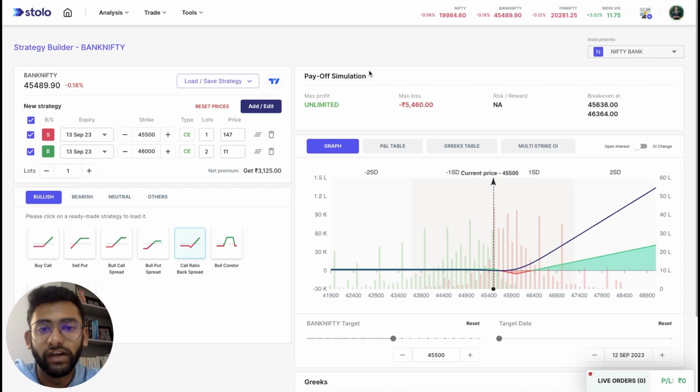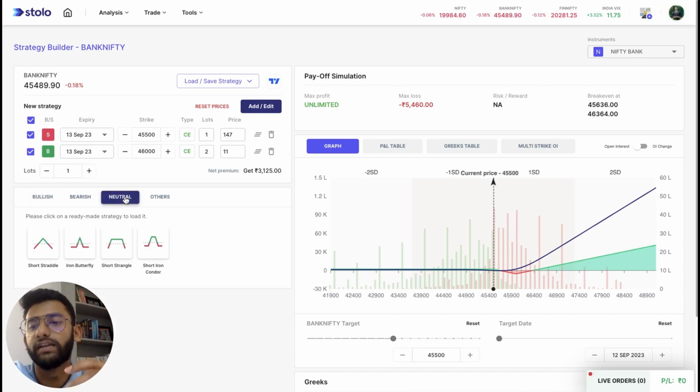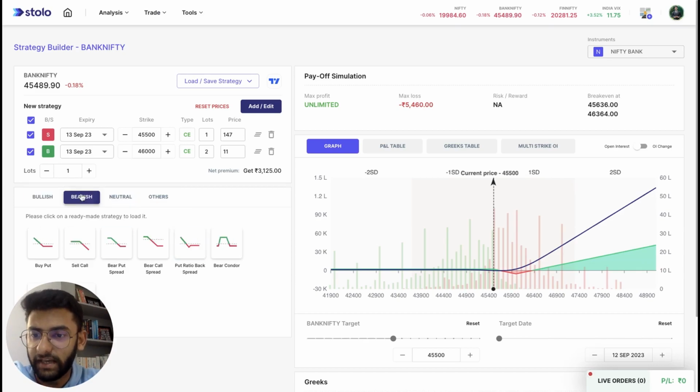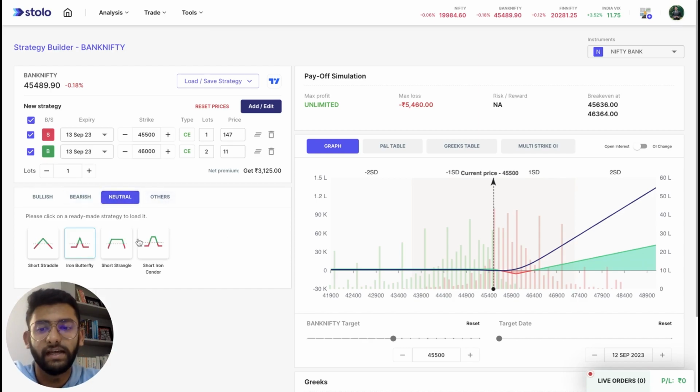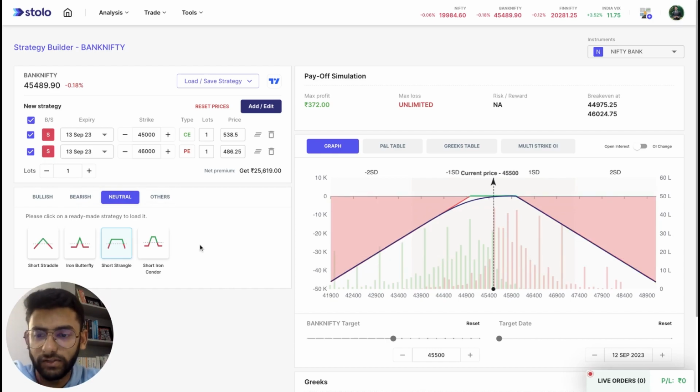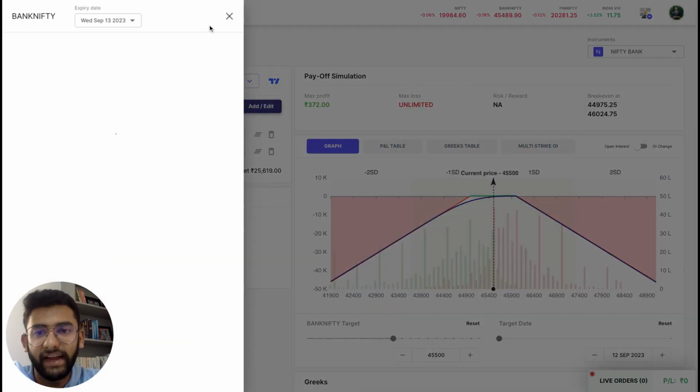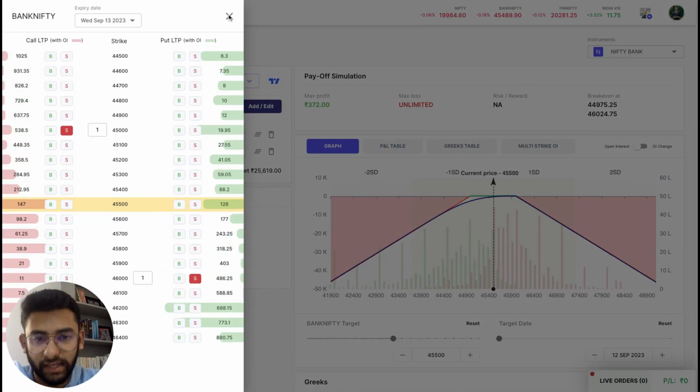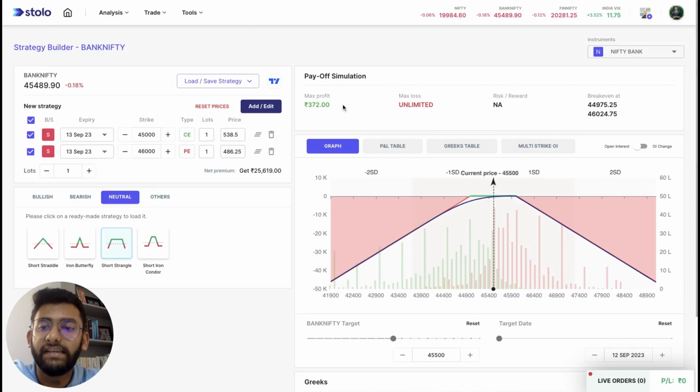So you can choose from our pre-built strategies here. We have bullish strategies, bearish strategies, neutral strategies, and more, right? So for example, in neutral strategies, let's say I want to trade a short strangle, right? You can choose from these, or you can click on add/edit and choose your own strategy as well, right? By choosing your strategy, you would understand your max profit for the specific trade, your max loss, your break-even prices, as well as your risk to reward, right?